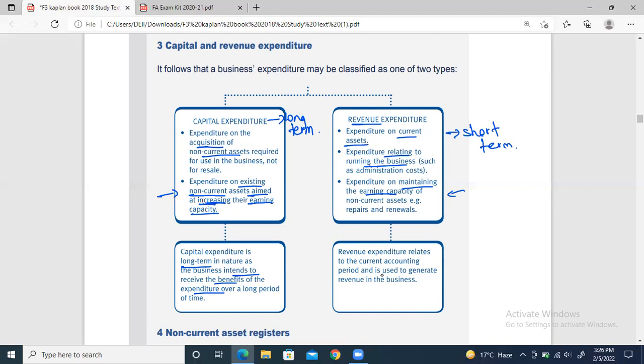Okay. So this relates to the current accounting period only, within the 12 months. So we can call it less than 12 months, and it is used to generate revenue in the business. So again, it is kind of short term, and that kind of expenditure is recurring, happens again and again. Okay. Got it.